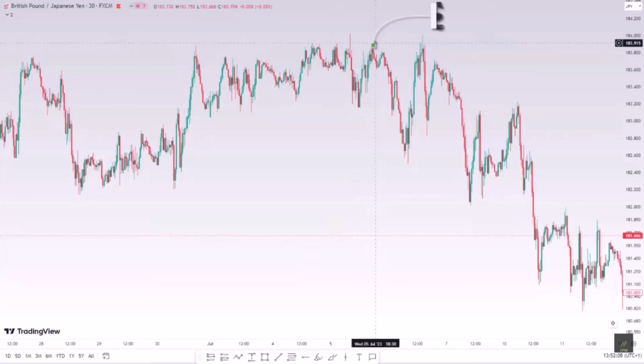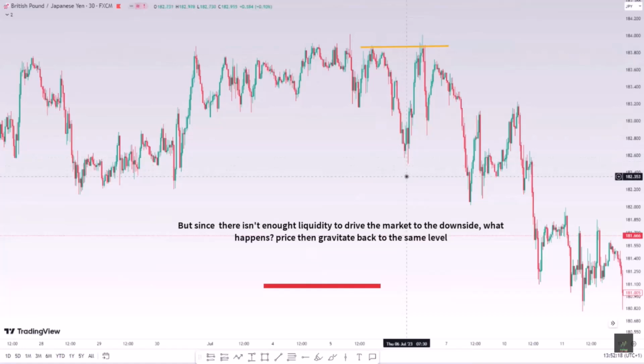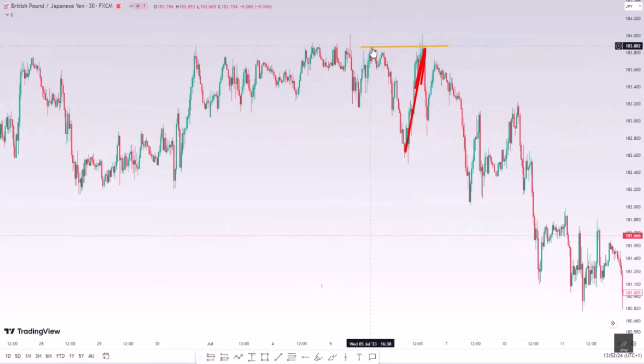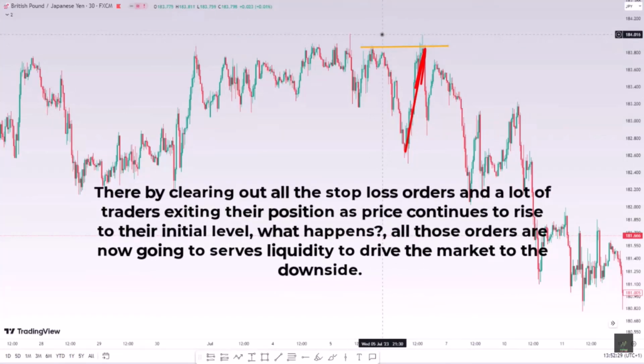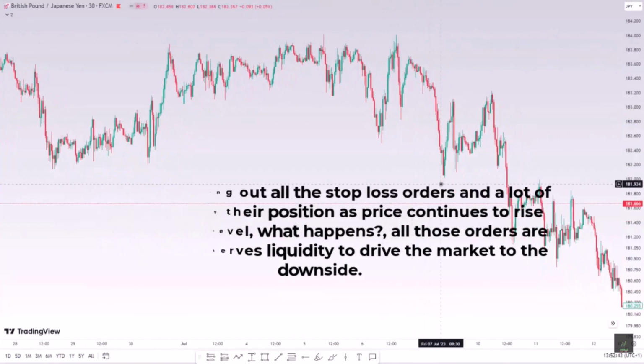If you notice at this level, traders have already sold the market. But since there isn't enough liquidity to drive the market to the downside, what happens? Price then gravitates back to the same level, thereby clearing out all the stop loss orders, and a lot of traders exit their positions as price continues to rise to their initial level. What happens? All those orders are now going to serve as liquidity to drive the market to the downside.